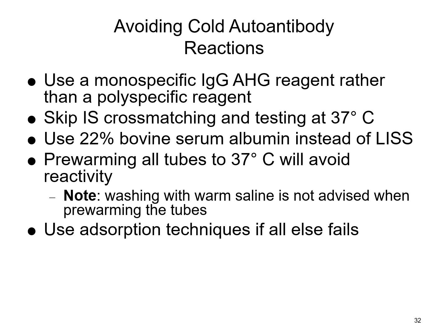Now, to avoid cold autoantibody reactions, you should use a monospecific IgG reagent when you're doing your AHG testing rather than a polyspecific. When you've got polyspecific, you've got that C3 in there, which could potentially react. You're going to skip your immediate spin crossmatch and your 37-degree spin. So basically you're going to go through the incubation and everything, but instead of actually reading those reactions, you're going to use the albumin to enhance it.